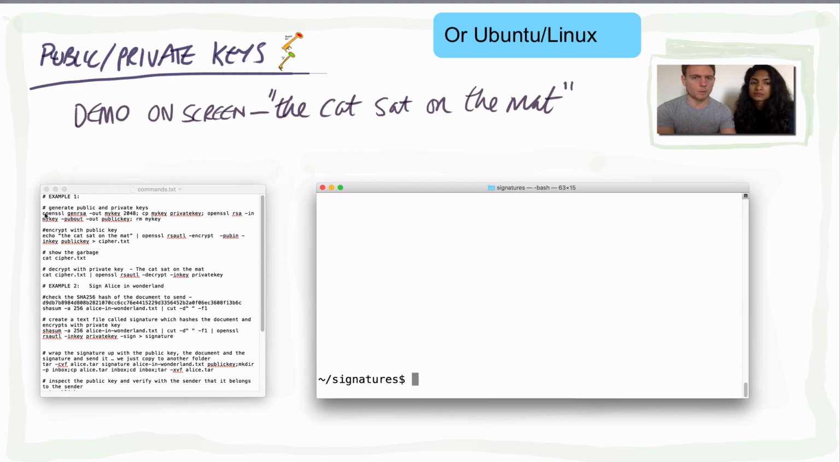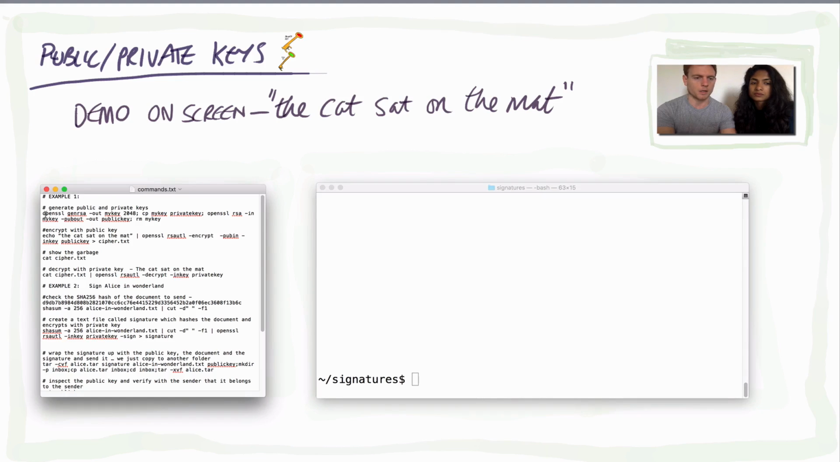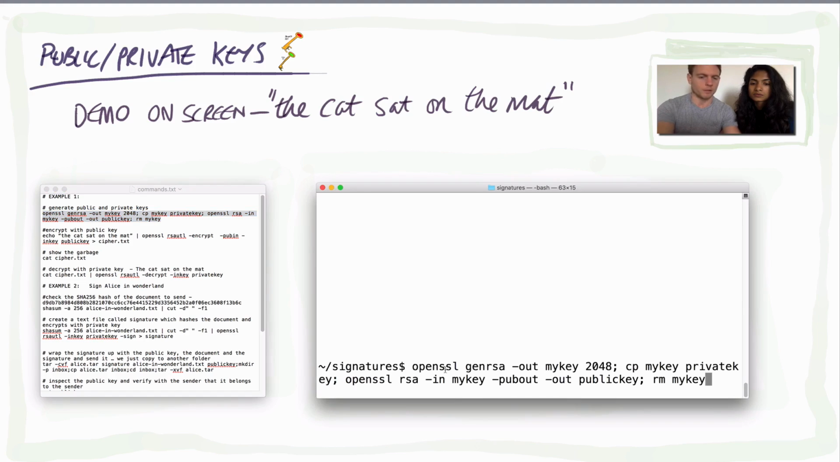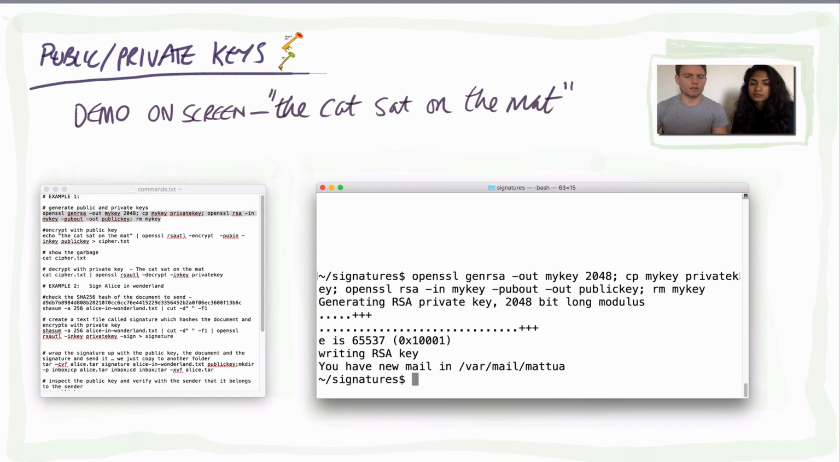I'm not going to explain the syntax of these commands, although if you're interested, you can ask me and I'll explain below. I'm just going to copy some of these commands and run them in my command window. The first one generates a corresponding public and private key on my system, and it generates them in text files.